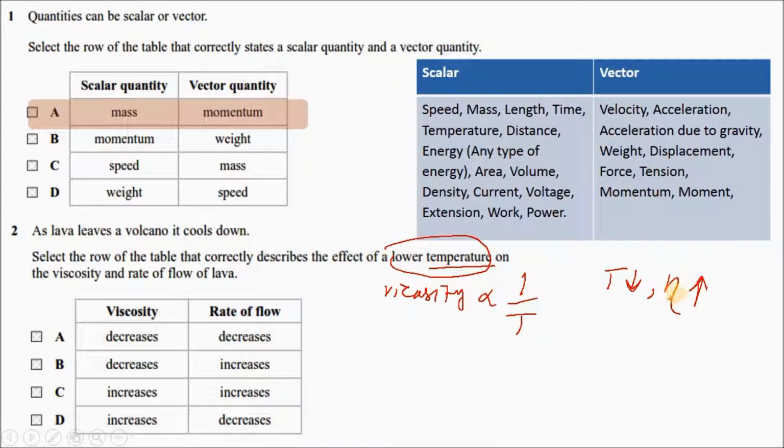This is the symbol for coefficient of viscosity, or viscosity. So viscosity is increasing. And when viscosity increases, viscosity is a hindrance in flow, a resistance in flow. So the flow is going to decrease. Viscosity is going to increase, so we cannot waste time on B, it is either C or D, and the flow is decreased, so the option is D.